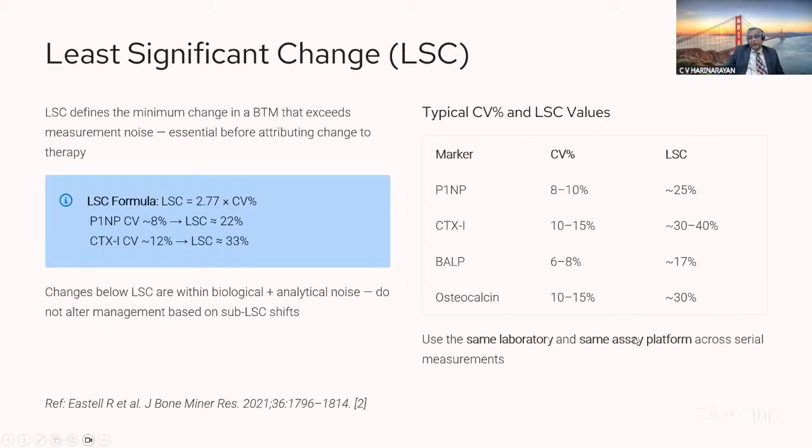So use the same laboratory and the same assay platform for serial measurements. Don't keep changing from laboratory to laboratory.